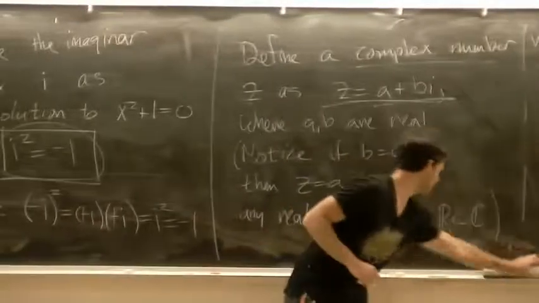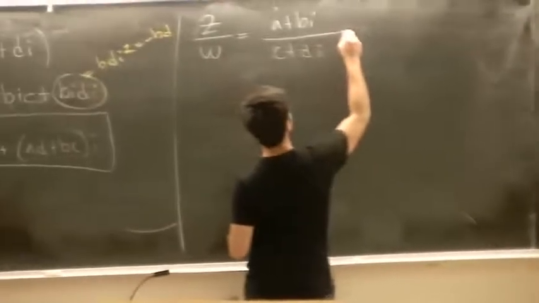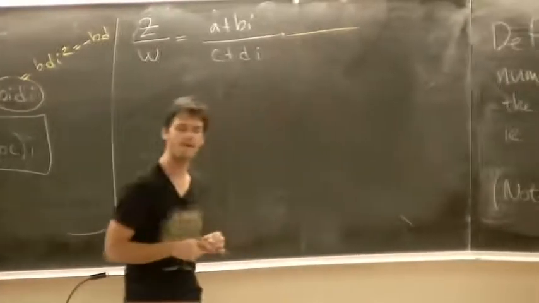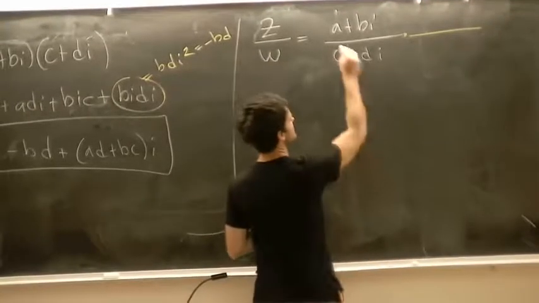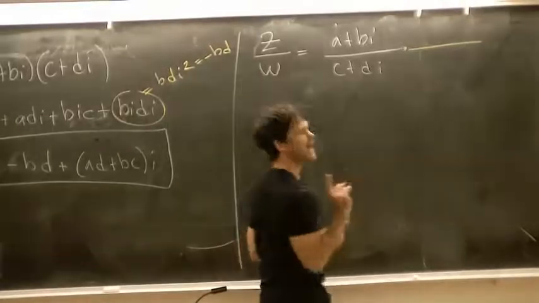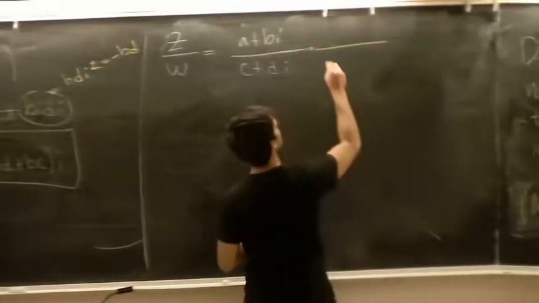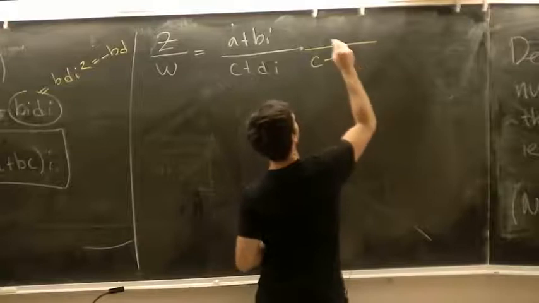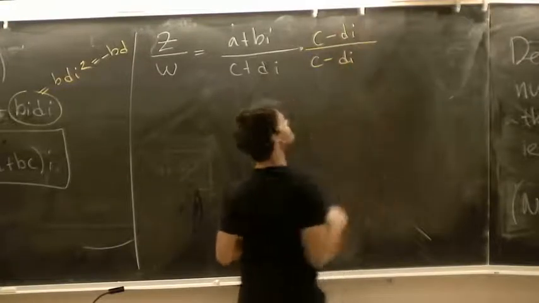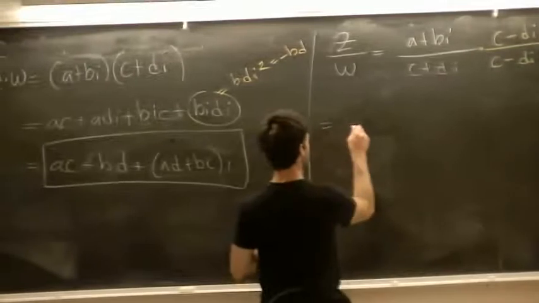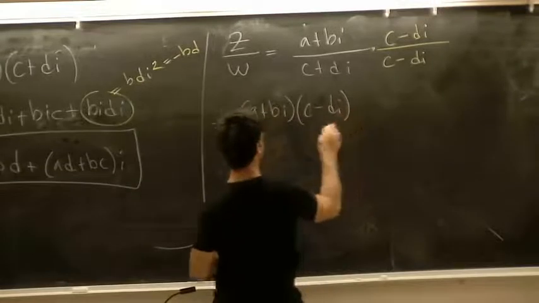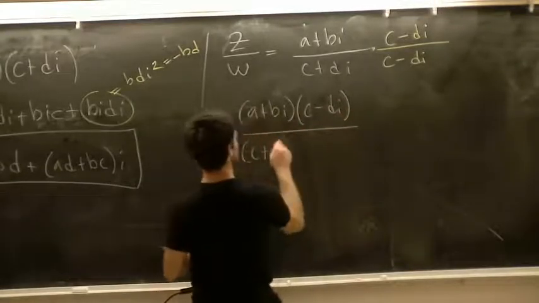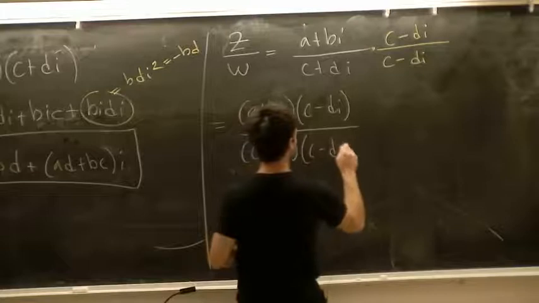But we're going to have to do a similar trick right here. And the trick is to multiply. It's going to be something like this, but I'm going to have to do one thing. I'm going to multiply by c minus di on top and bottom. So on the top, I'll get a plus bi times c minus di. On the bottom, c plus di times c minus di.